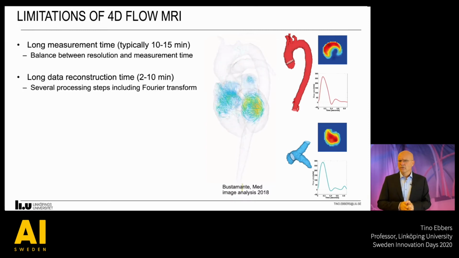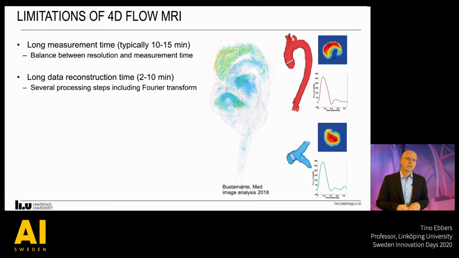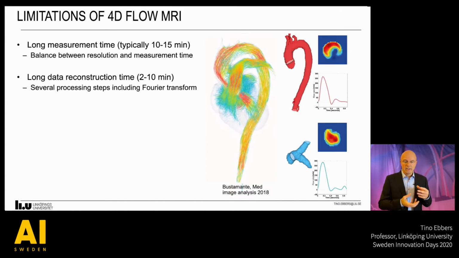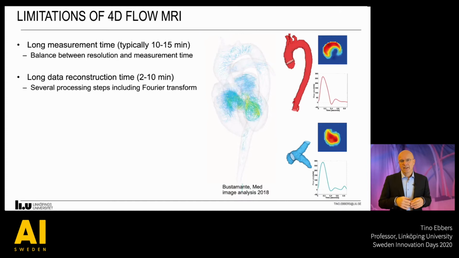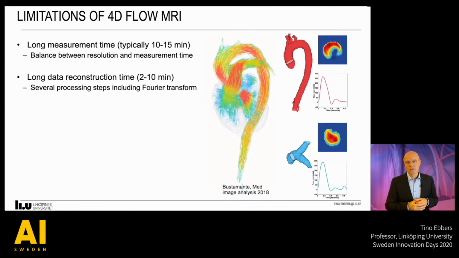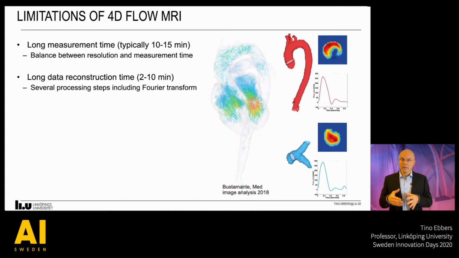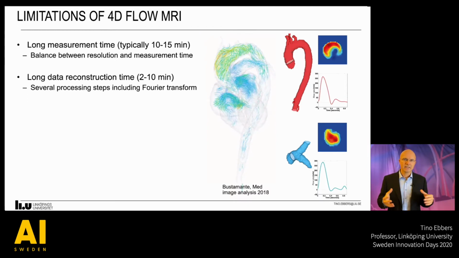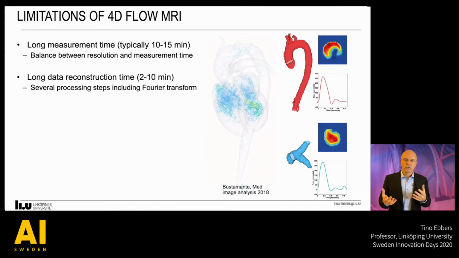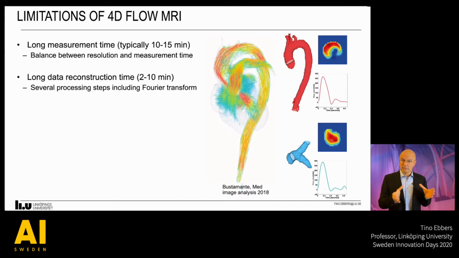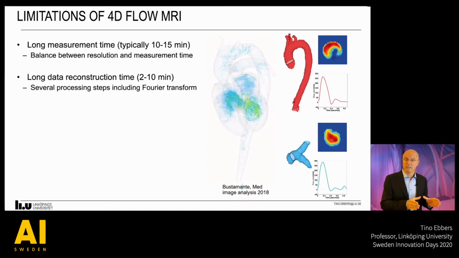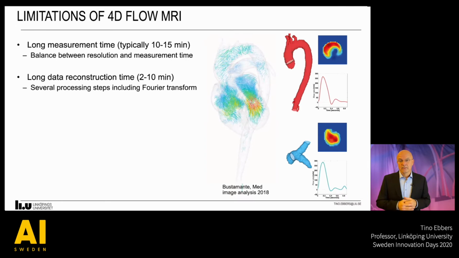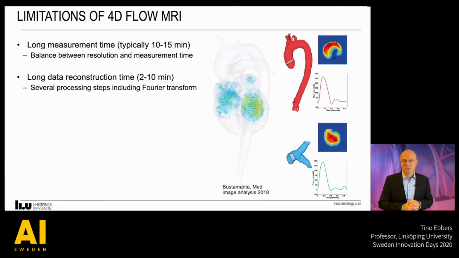Another one is the reconstruction time. What you do is you measure in the frequency domain. So you measure frequencies. And then afterwards you do some processing steps which involve, amongst others, that you go to the imaging domain, so the domain you see around you. And because these data sets are very large, this can take 2 to 10 minutes. It's not a lot, but if you want to do this while the patient is still in the magnetic resonance system, then it's a long wait. It's an expensive wait as well.